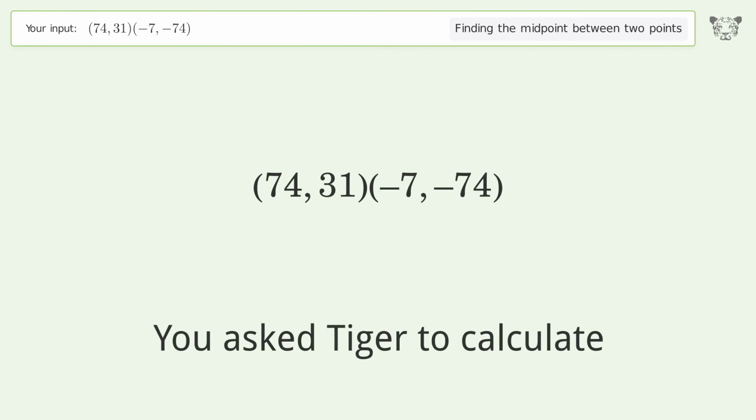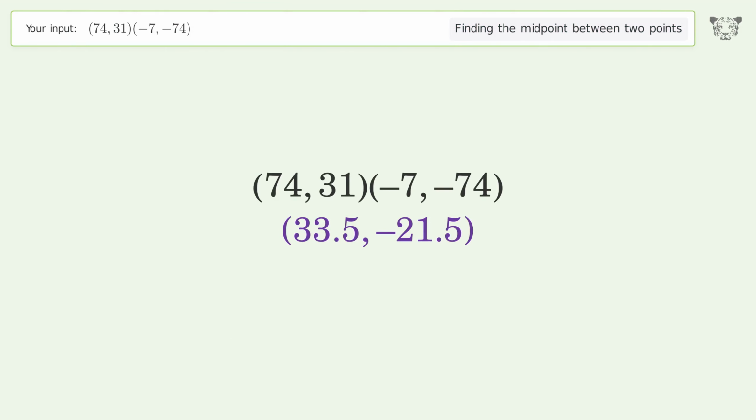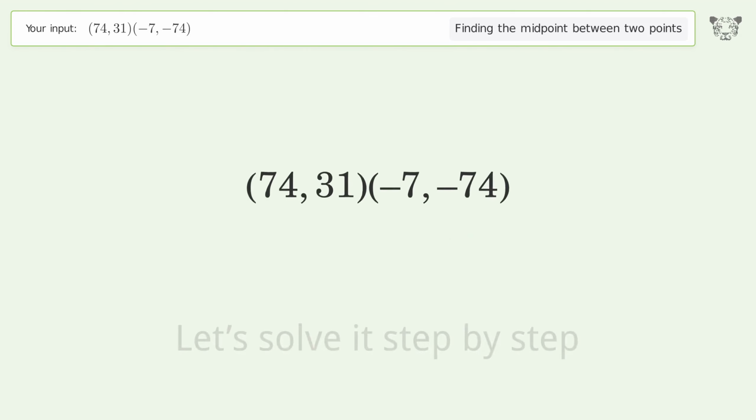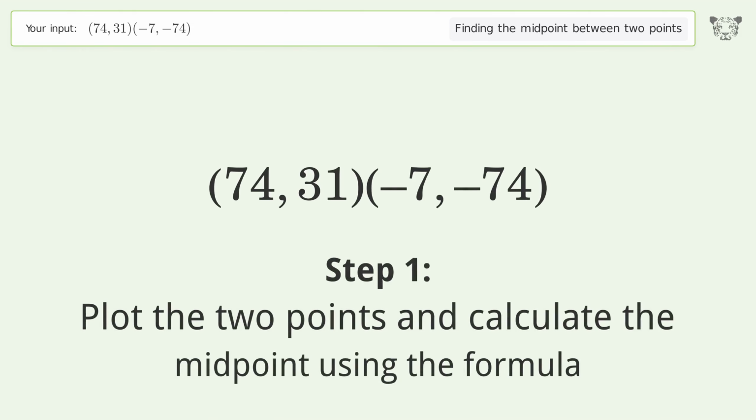You ask Tiger to calculate. This deals with finding the midpoint between 2 points. The midpoint between the 2 points is 33.5, negative 21.5. Let's solve it step by step. Plot the 2 points and calculate the midpoint using the formula.